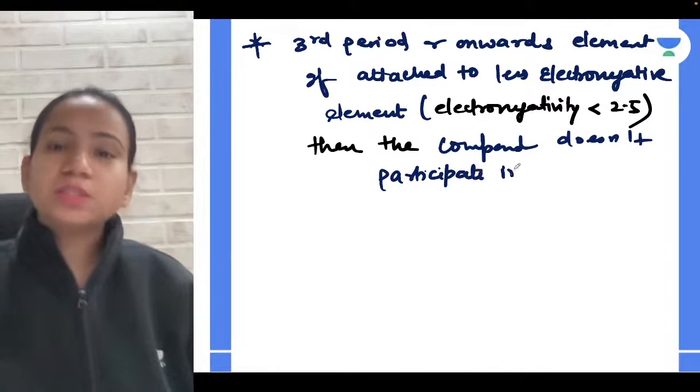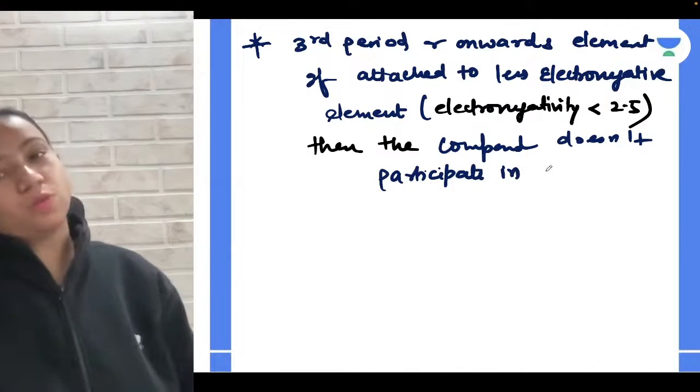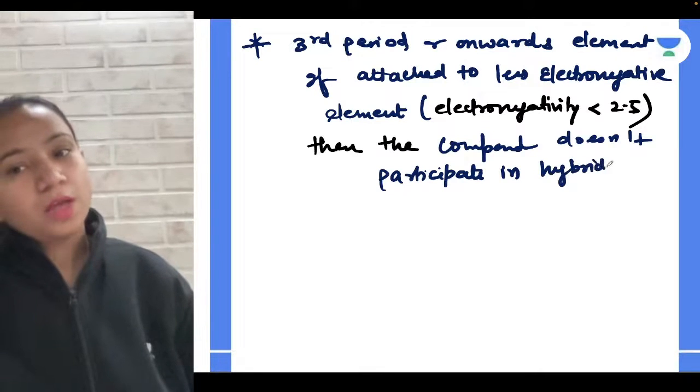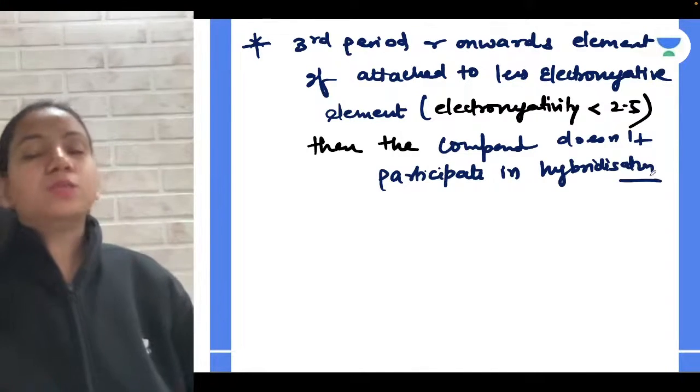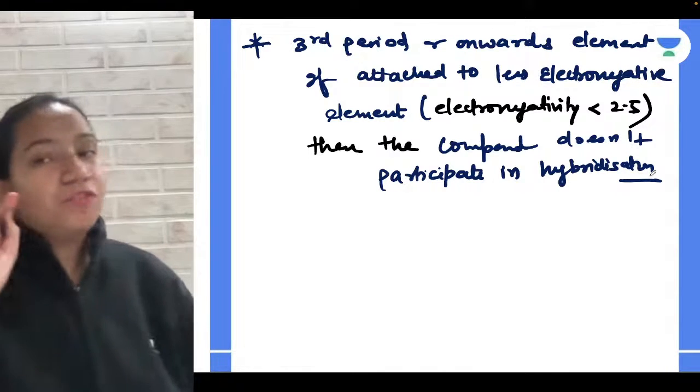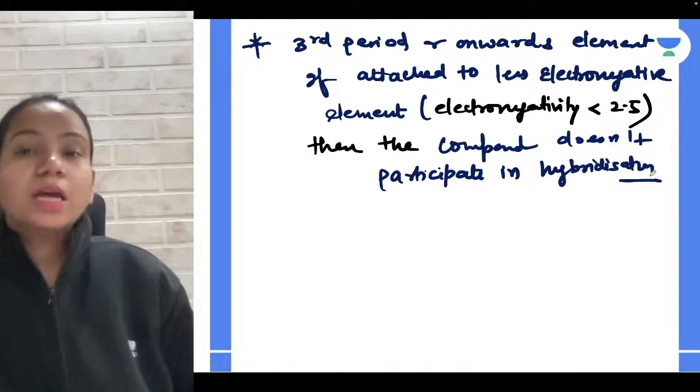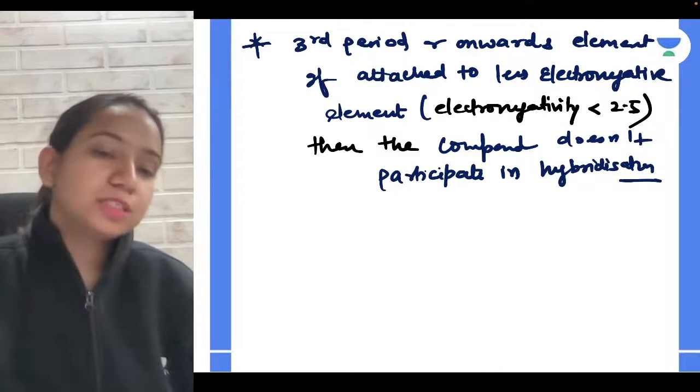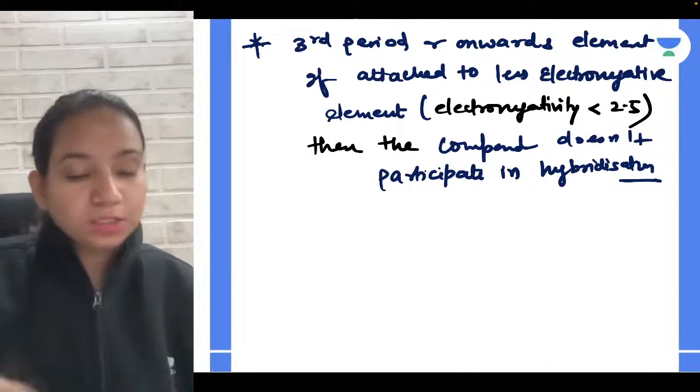Let's just understand about it. This is a whole big topic, but because we are learning in short form, we will just discuss the meaning of Drago compounds. If you have a third period or onwards element attached to a less electronegative element, then the compound doesn't participate in hybridization. And what are the Drago compounds which come under this?